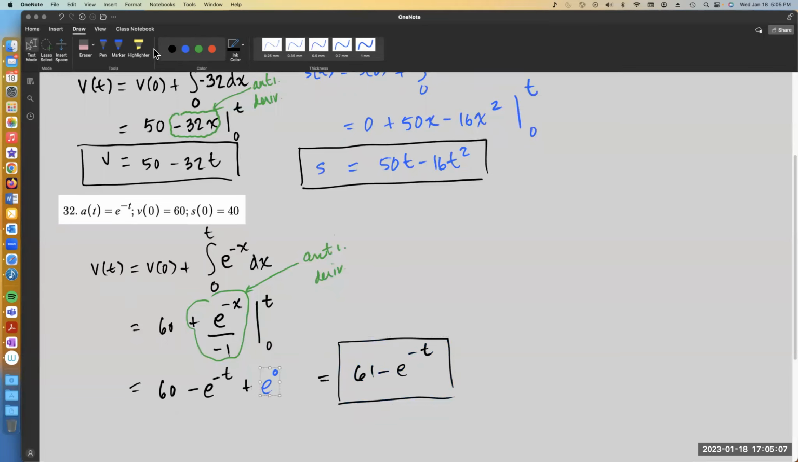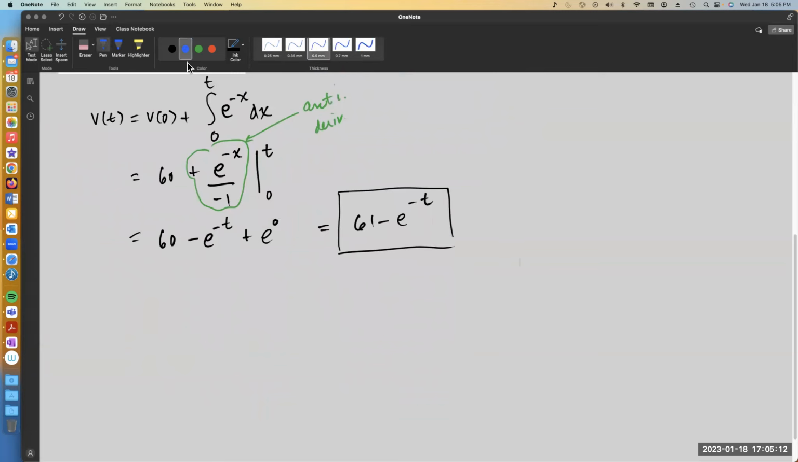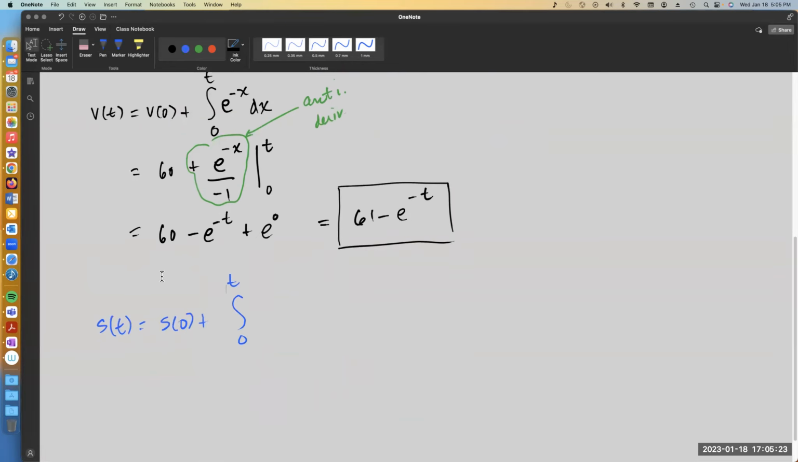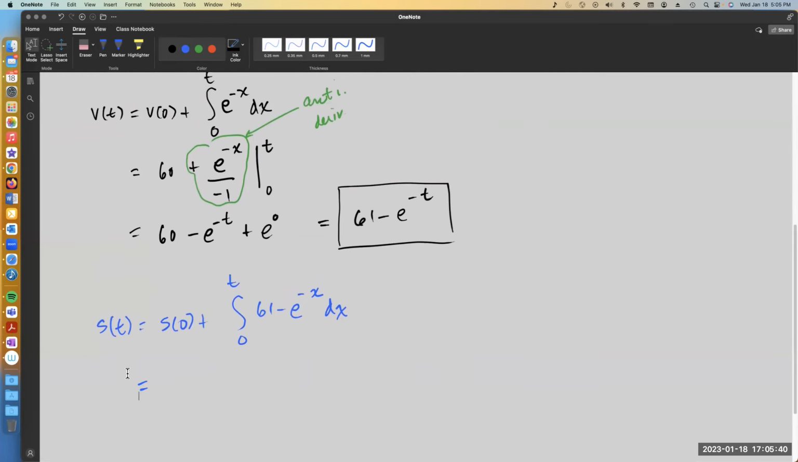Now we're going to do the same thing, but we're going to find position from velocity. So let's come down here. We're going to say position at time t will be the starting position plus the change in position. And to find the change in position, we integrate our velocity function. Well, there's our velocity function. The one modification, change the t to an x because we already have t being used as a limit of integration. And I need to bounce up here to see what was s of 0. S of 0 is 40.